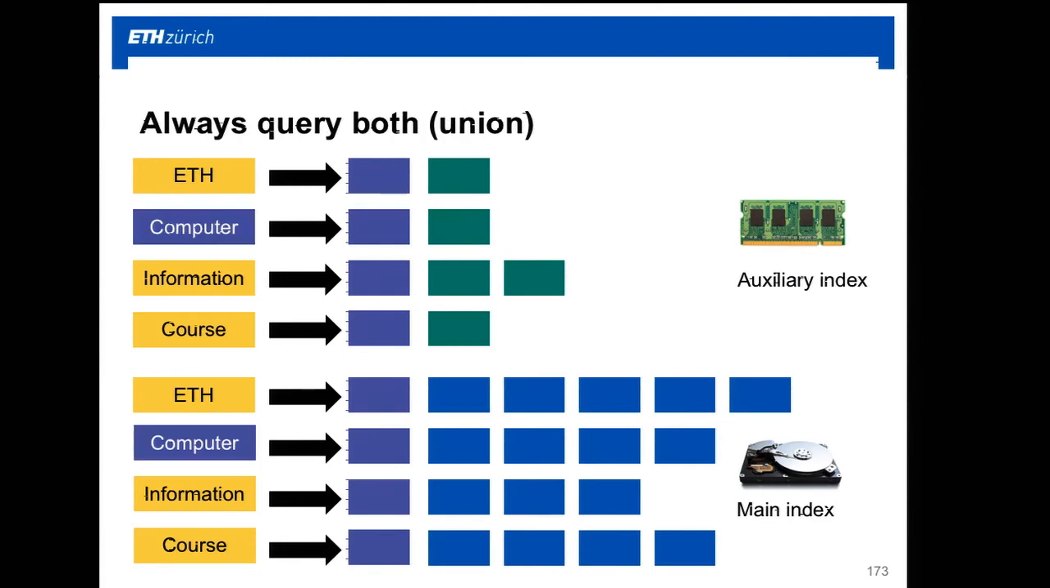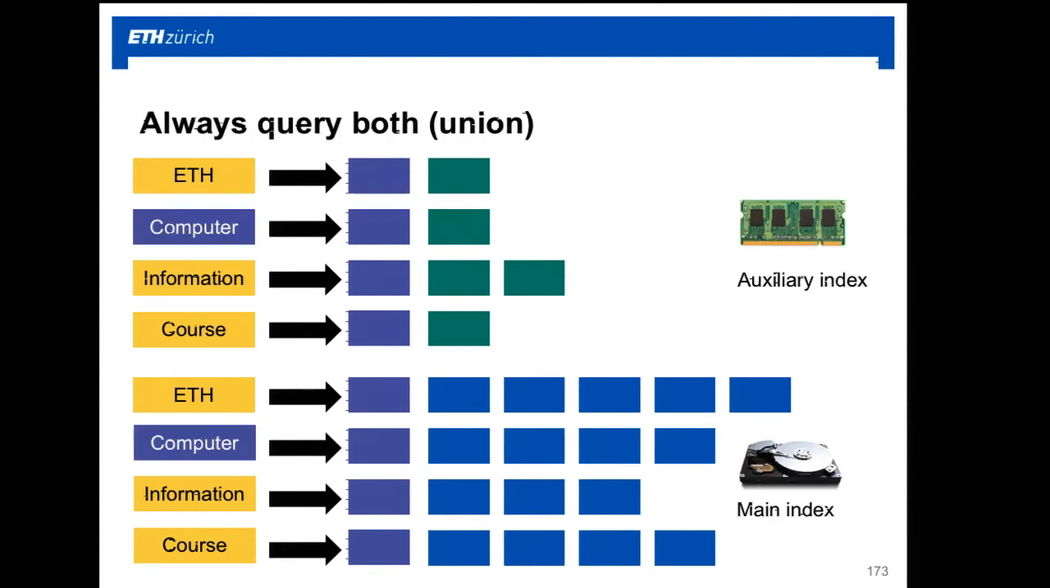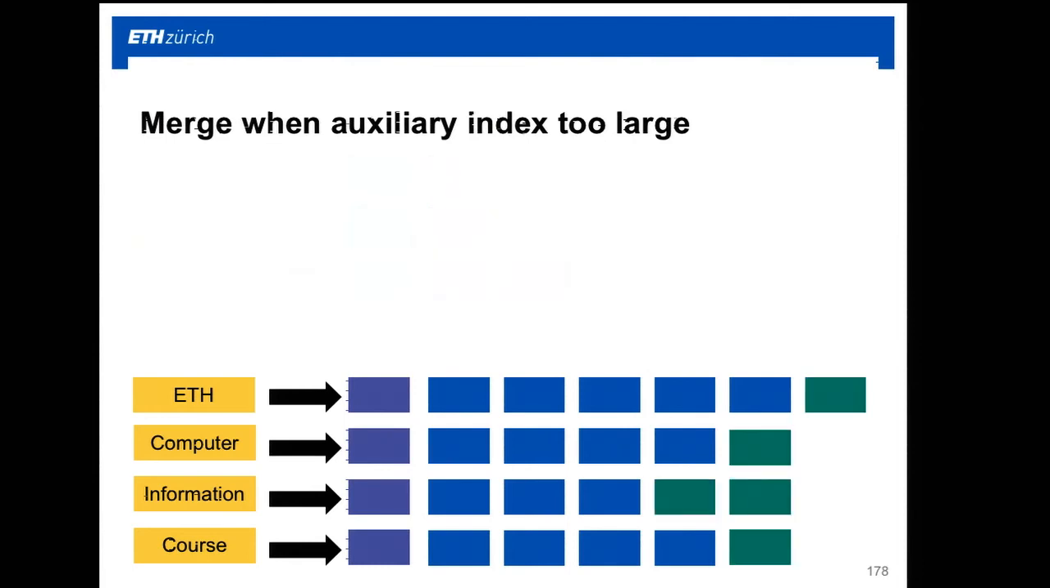Exactly. If we look at both indices, we can do the union and the text. So in that case, we would return this document here, these 4 documents, and this one. So we have 5 results. And at some point, as you keep adding new documents, the auxiliary index will become too large. And then what you can do is merge it back onto the disk, right?